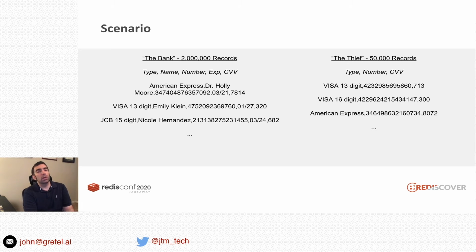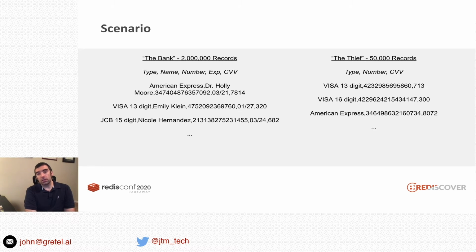So what we do is generate 2 million records, and we say they belong to the bank. Very simple schema: we have the type of credit card, a fake name, the credit card number itself, an expiration date, and a CVV code. Then we generate some cards that belong to the thief. In this situation, the thief steals 50,000 records, and they have a much smaller footprint in headers: they only have the credit card type, the credit card number, and the CVV.